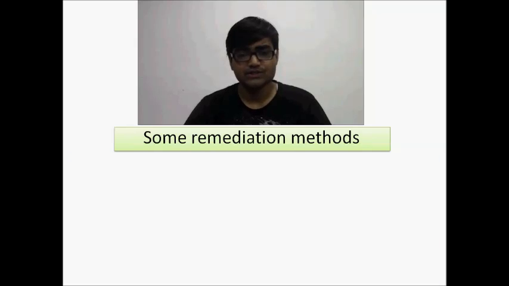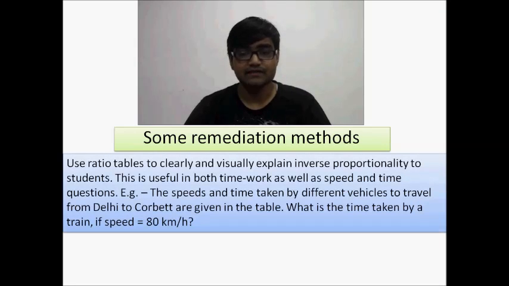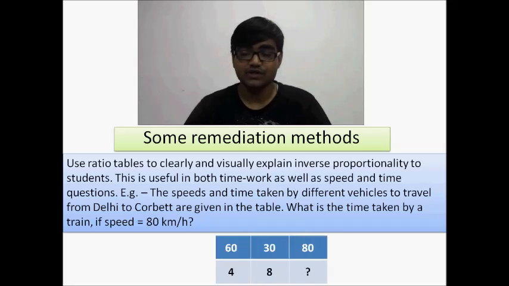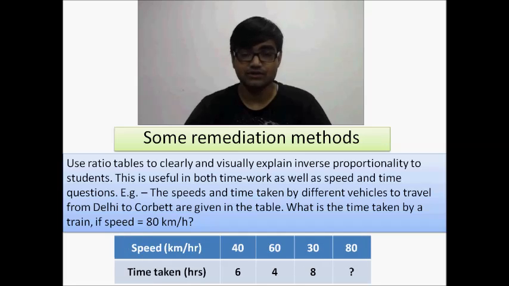We can also use ratio tables to clearly and visually explain inverse proportionality to students. This is useful in both time work as well as speed and time questions. For example, in a question like this, where the speed of a bus, a car and a motorbike and the time taken by each to travel from Delhi to Corbett are given to the student. We have made 2 rows for speed and time and filled columns with respective values of the modes of transportation. Then we have asked students to deduce how much time would be taken by a train to travel the same distance when the speed is given.